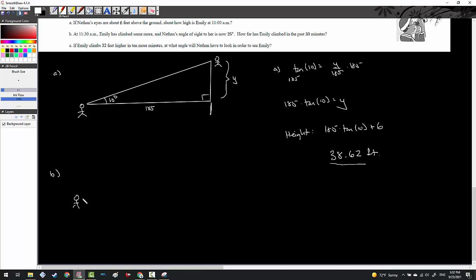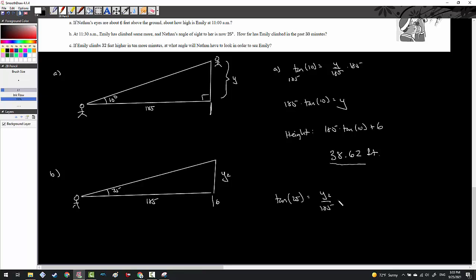So here's Nathan again. Here's Emily a little bit higher, still 6 feet off the ground. Now the angle of sight is 25 degrees, and he's still standing 185 feet from the mountain. So I'll call this y sub 2, and I'll say that tangent of 25 is equal to y sub 2 over 185. Again, same thing that we've always done. I'm going to multiply 185 over, and I get 185 times tangent of 25 equaling y sub 2.